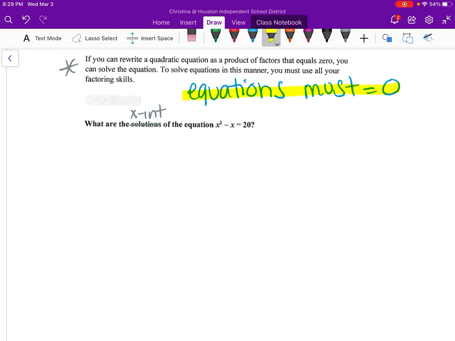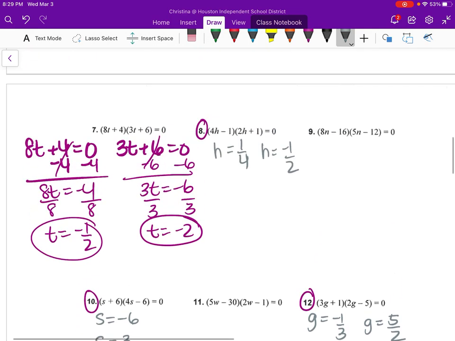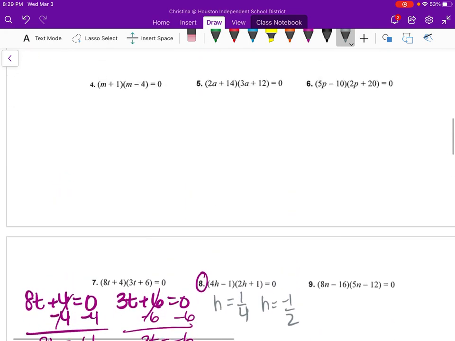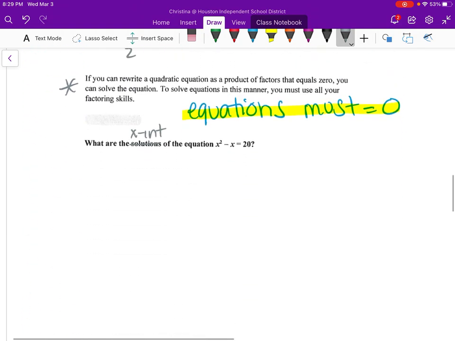If you look back on the previous questions that we've done, don't worry, I'll wait. If you look back at the previous questions we've just done, for y equaling 0, all of the previous questions were equal to 0. Look back through all of them. All of these equations are equal to 0. So in order for us to factor these adequately, all of these equations, including this one, must equal 0.